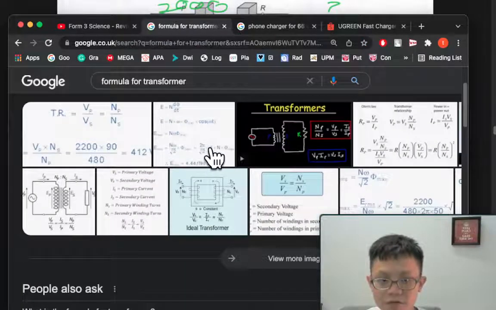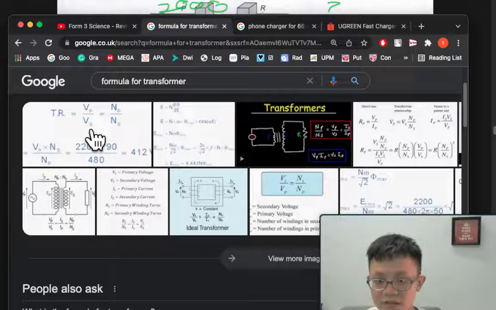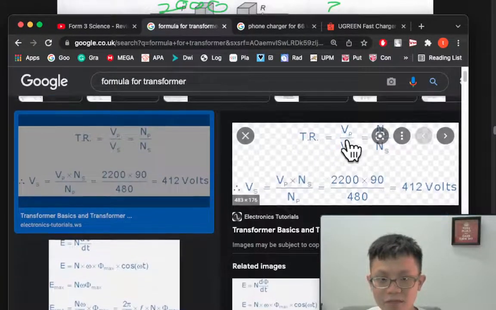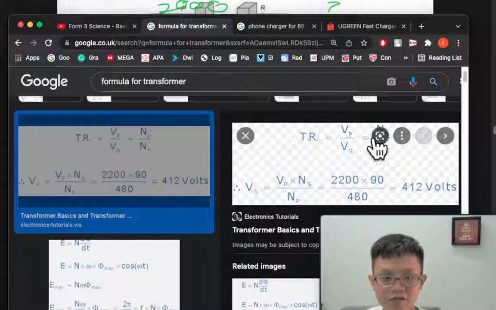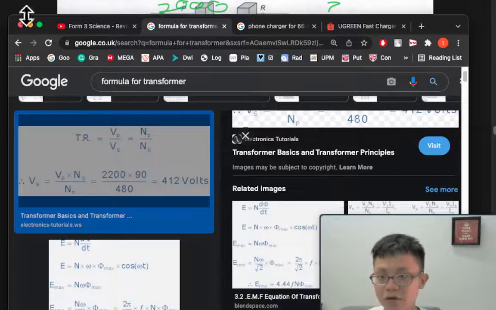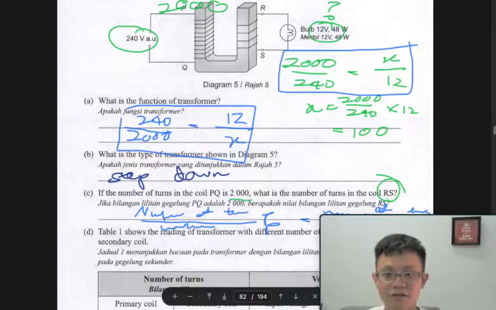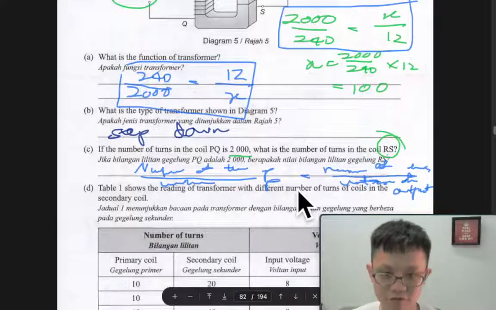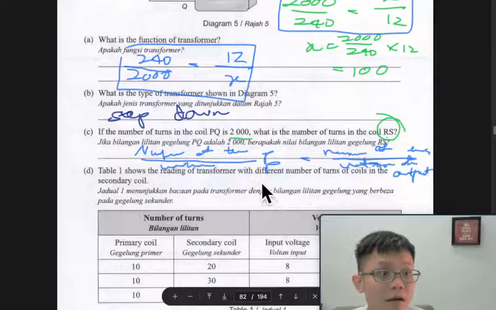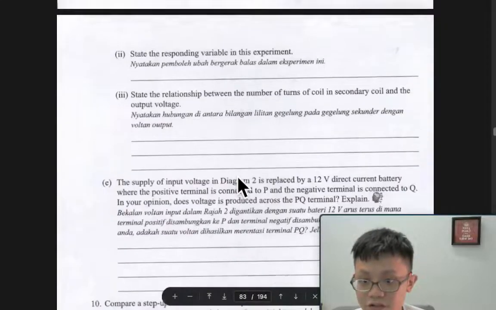Okay, the easy one will be this one: V, the volt primary divided by volt secondary equals number of turns for primary divided by number of turns for secondary. You can even write this formula if you want, up to you whichever you like. I wrote wording because I was scared you guys would be confused. Okay, let's finish this one.